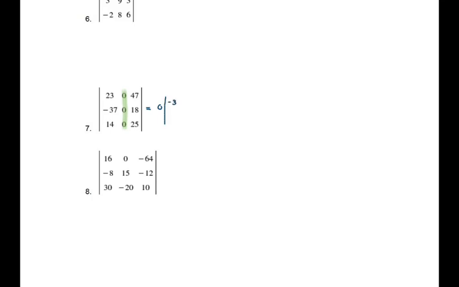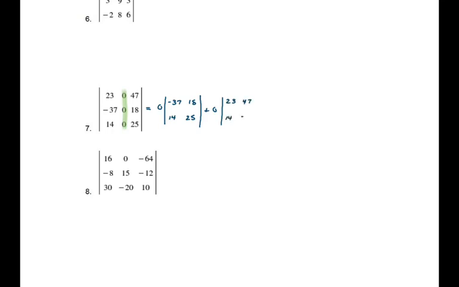So row 1, column 2, that's that 0 there. And then the minor of that would be negative 37, 18, 14, 25. And then row 2, column 2 would be plus 0, because 2 plus 2 is 4. Negative 1 to the fourth is 1. And then that's going to be 0 times the minor of that second entry in row 2.